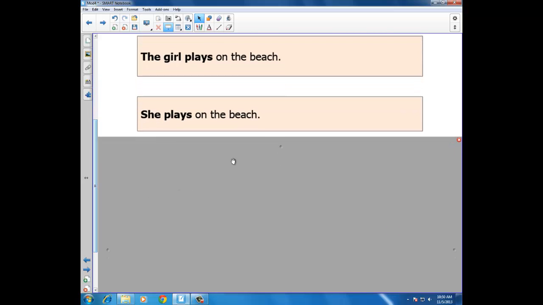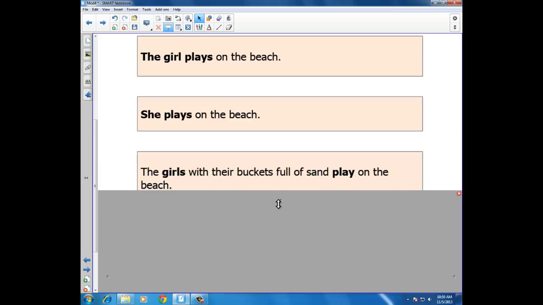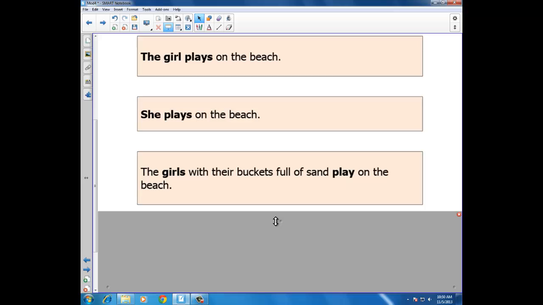If the subject is we, they, or any plural subject, the verb in the present tense must be plural. Plural verbs do not end in s. The subject and the verb are said to agree because both are plural, representing more than one. The girls, with their buckets full of sand, play on the beach. This time the subject girls is plural, so the verb play does not end in s.